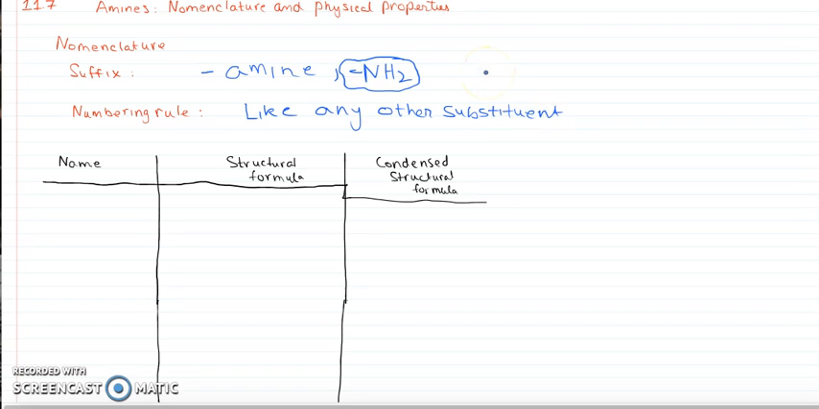A few common amines. We're going to start with the amine for the parent hydrocarbon of methane. So, it's called methane. You remove the E and you write just amine. So methanamine. And how do I draw it? You have the CH4 group, but instead of one of the hydrogens, you have the NH2 group attached to it. What's the condensed structural formula? CH3NH2.